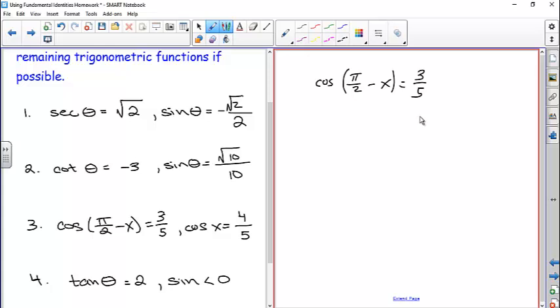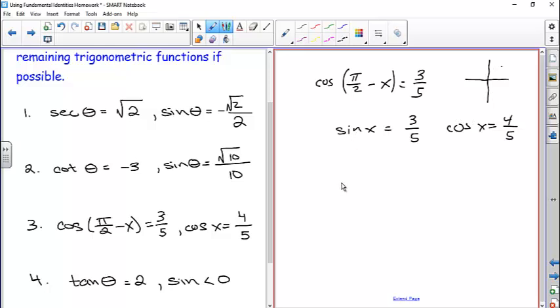So you can see that the cosine of pi over 2 minus x is the same as the sine of x. So the sine of x is 3/5, and then the cosine of x equals 4/5. Now, what quadrant are we in? Well, they're both positive, so we're in the first quadrant. So that also means the tangent should be positive.